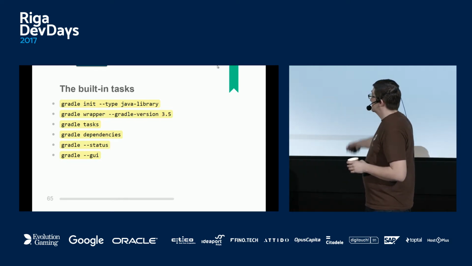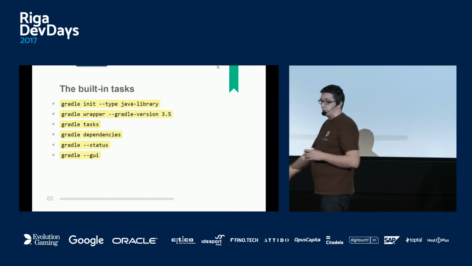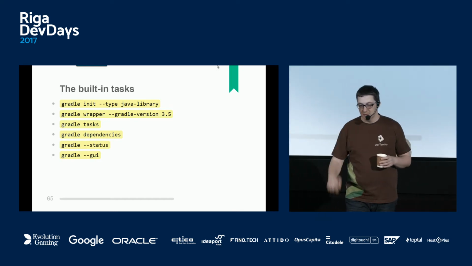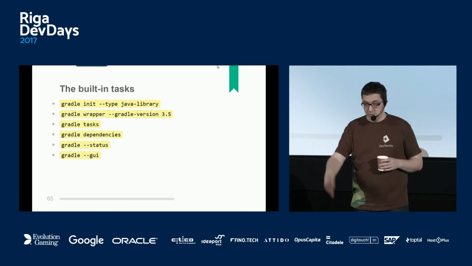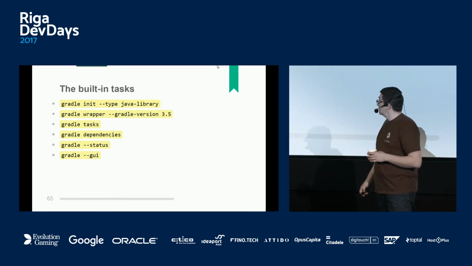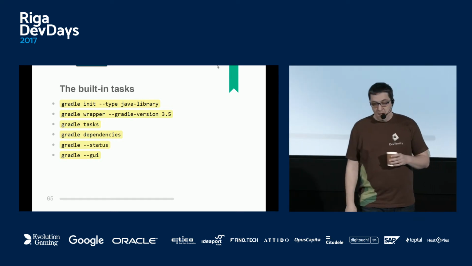Also, you can get the tree of dependencies of all configurations of your project using this simple task. This one, gradle status, shows the status of all the daemons on your machine.